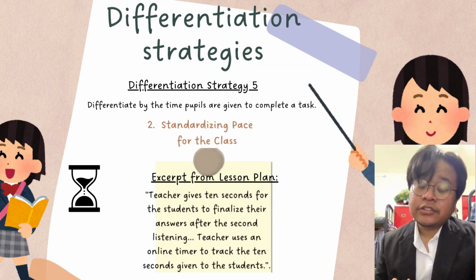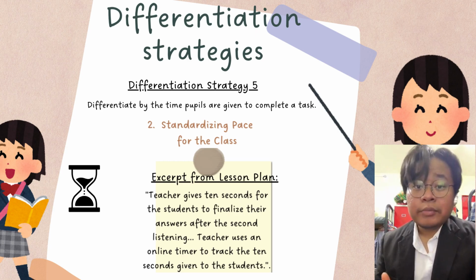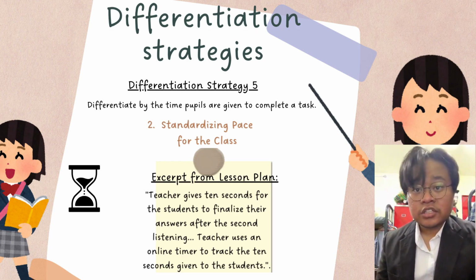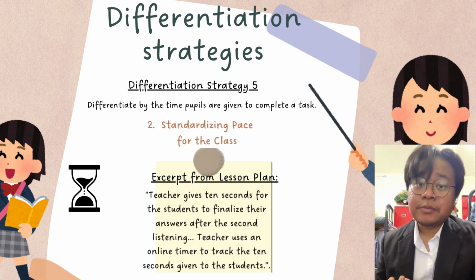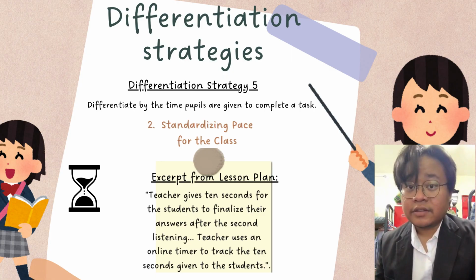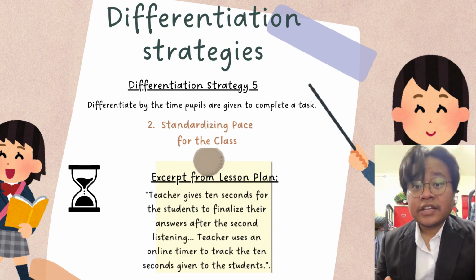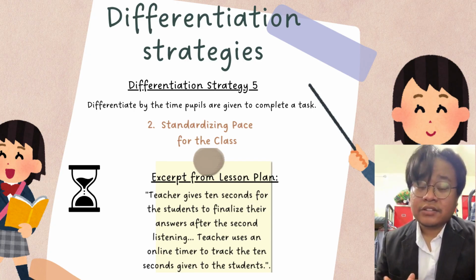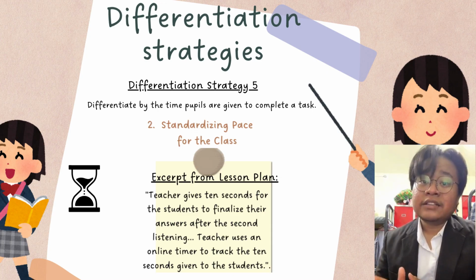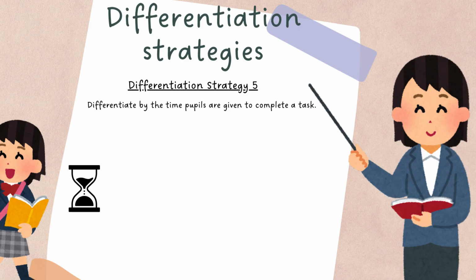Next, this strategy is also about standardizing pace for the class. This is to manage the flow of the lesson before offering that extra help. The teacher uses a timer to establish a baseline speed for the class. This is the example in the lesson plan. Teacher gives 10 seconds for students to finalize the answer after the second listening, and the teacher uses an online timer to track the 10 seconds given to the students.